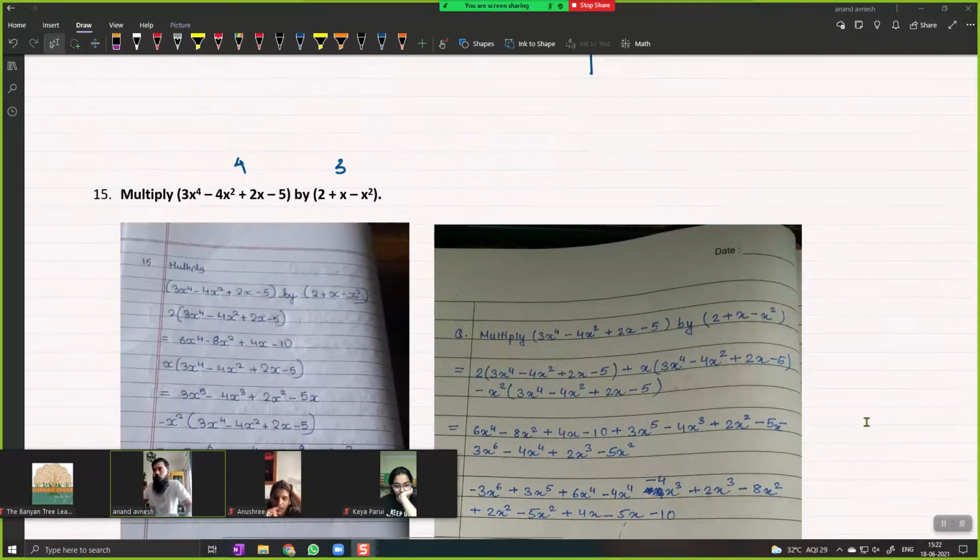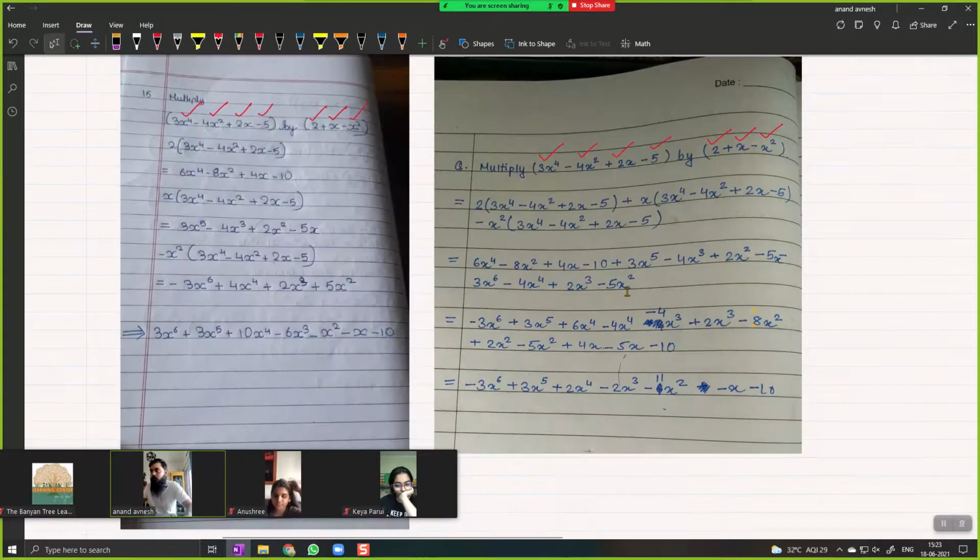Okay, so we have got both the answers. Now let's check. First, we'll start by checking the question. 3x raised to 4 minus 4x square plus 2x minus 5 multiplied by 2 plus x minus x square. Okay, question is correct.